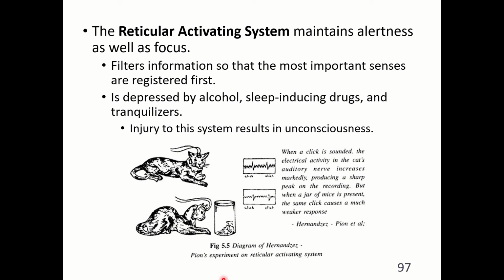This illustration shows an experiment on the reticular activating system. When a click is sounded, the electrical activity in the cat's auditory nerve increases markedly. And notice that the cat is looking towards the researcher because it heard that sound. But when a jar of mice is present, the same click causes a much weaker response because the cat is hyper-focused on its prey, and so it's not really focusing on the sound that it is hearing.